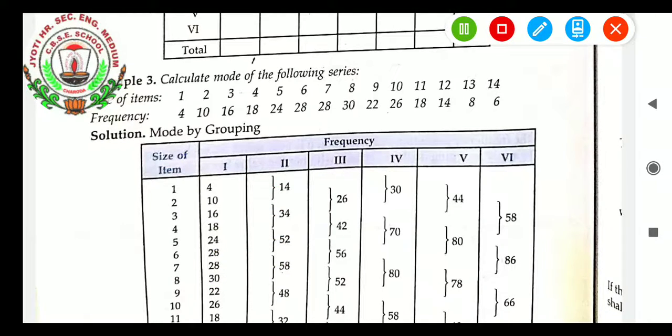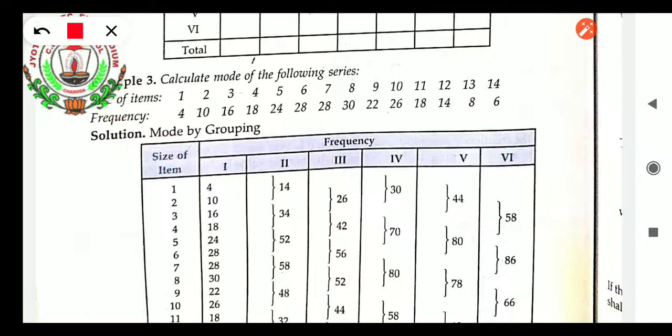Third column. How will you do the third column? The third column rule is leaving the first frequency, you will add up the next two frequencies. 10 plus 16, 26. 18 plus 24, 42. 28 plus 28, 56. 30 plus 22, 52. 26 plus 18, 44. Have you got it? The next also you will continue the same. That is 14 plus 8, it will be 22. Okay, 22, and the last frequency will be left out.